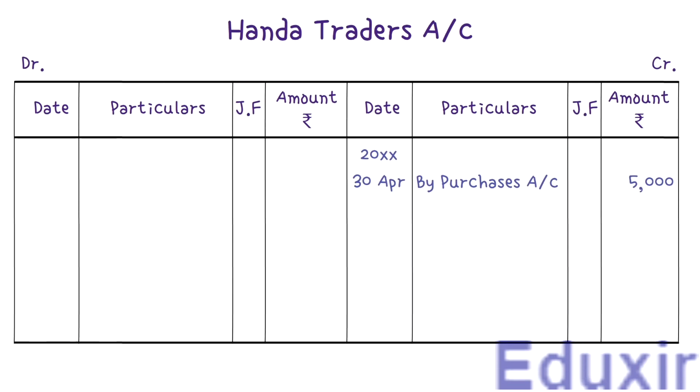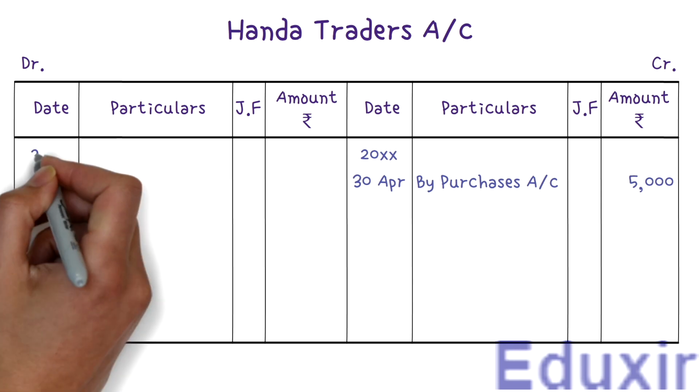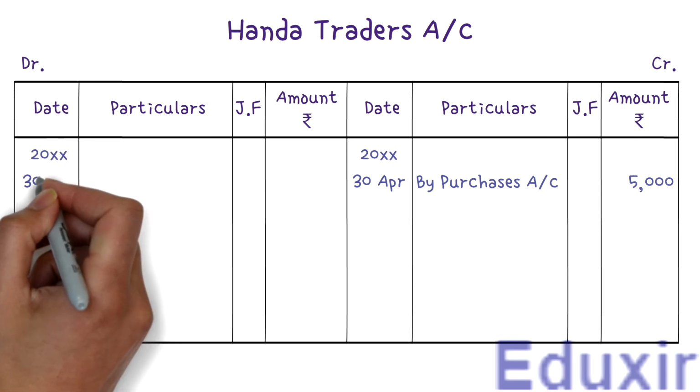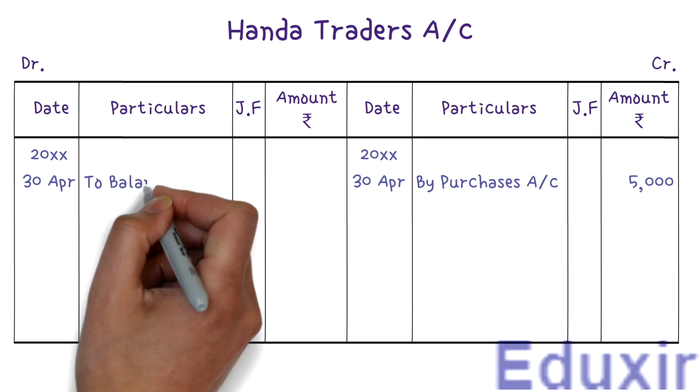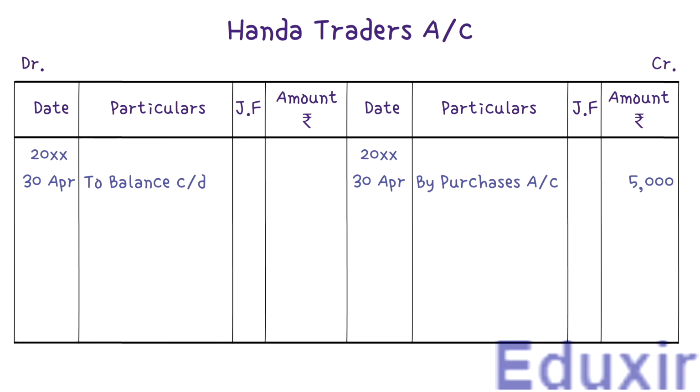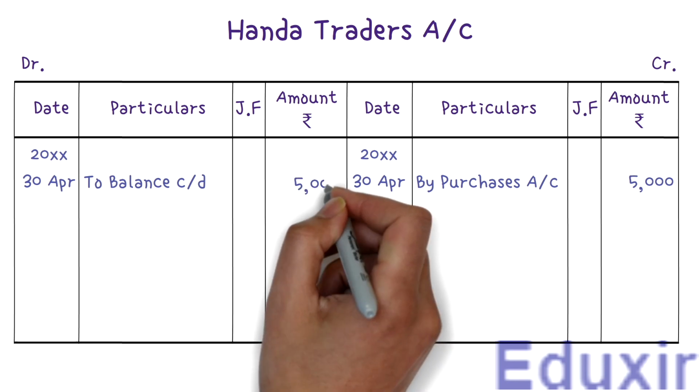As there are no entries on the debit side, this entire credit balance of 5000 rupees need to be carried down. As this is the first entry on the debit side, let's first write the year and then let's write the date as the last day of the month. Let's then write to balance carried down in the particulars column. Let's then write 5000 rupees in the debit amount column.